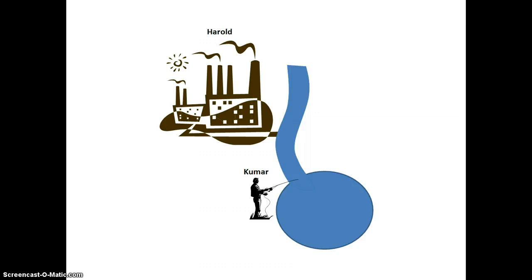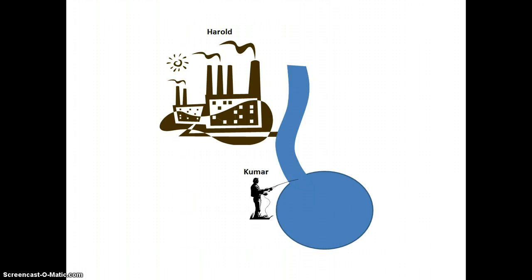So let's say that we have some factory run by some guy named Harold. The factory emits pollution, and some of the pollution is discharged into a nearby river. There's a fisherman downstream named Kumar, and he's negatively affected by the pollution since it reduces the number and quality of fish he catches. So in other words, Harold's production creates a negative externality which is felt by Kumar.